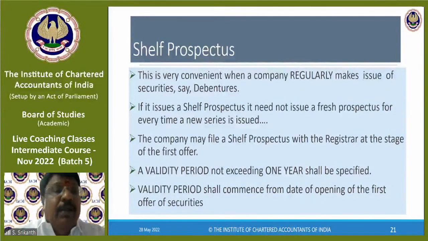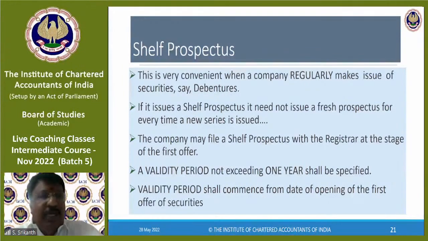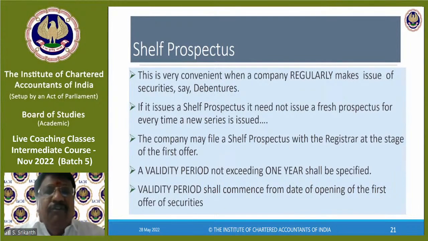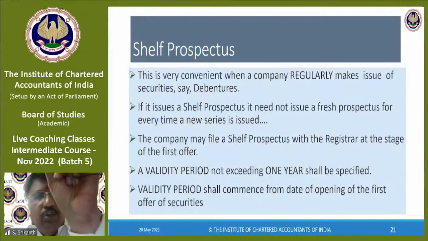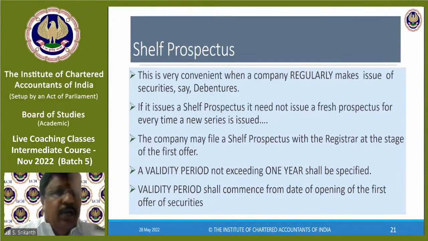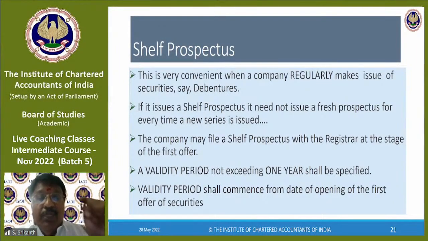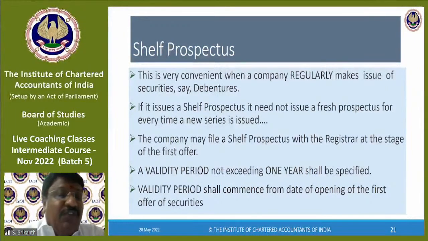Date of opening of the offer. This is a technical term. I'll explain it. When you come to allotment also, you will understand better. But basically, we issue the prospectus now. In the prospectus, we'll clearly say the offer is opening from so-and-so date and will close on so-and-so date. That is called date of opening and date of closing. So this 1 year will be counted from the date of opening of the first offer of securities.